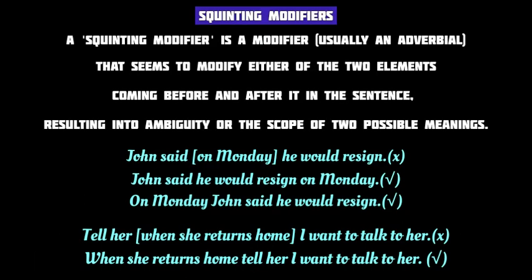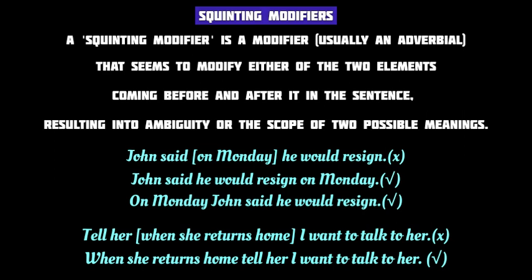You see, a squinting modifier is usually an adverb or an adverb phrase or an adverb clause. In fact, a squinting modifier is a grammatical error because it sits in between two elements in a sentence and seems to modify either of them. I mean, it is not clear which element the squinting modifier is modifying, the one coming before it or the one coming after it. Consequently, there is a scope of two possible meanings or ambiguity in the sentence.